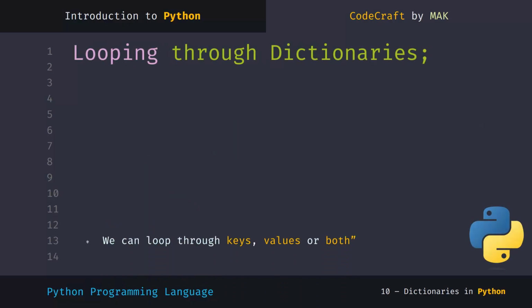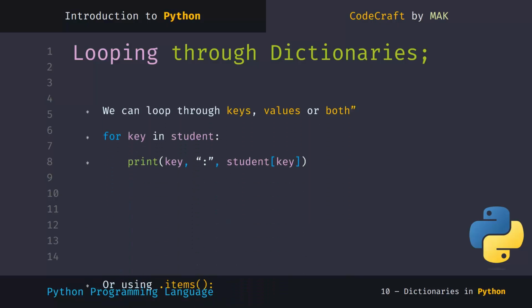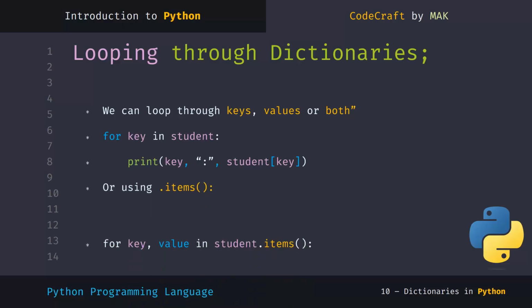Looping through dictionaries. We can loop through keys, values, or both. For example, for key in student, print key colon student key, or using a dot items function. For example, for key value in student data items, print key comma value.